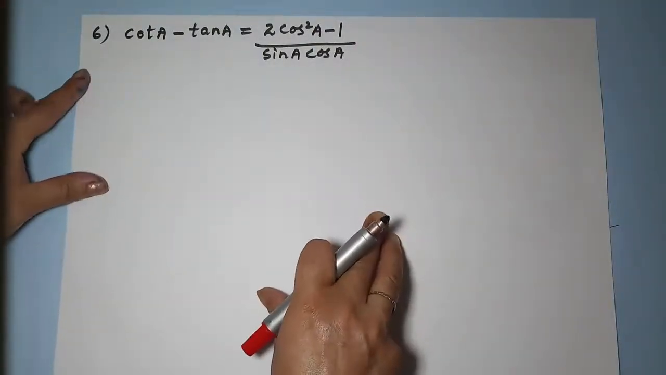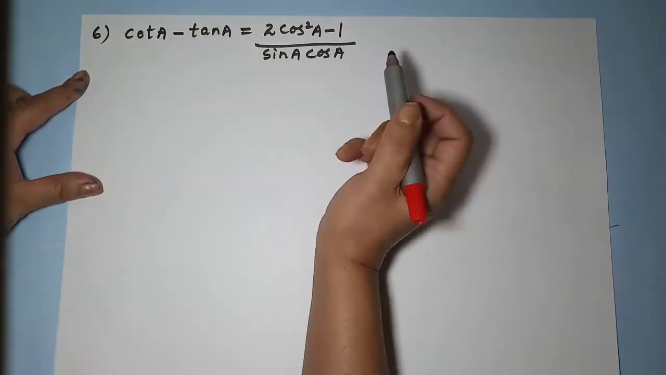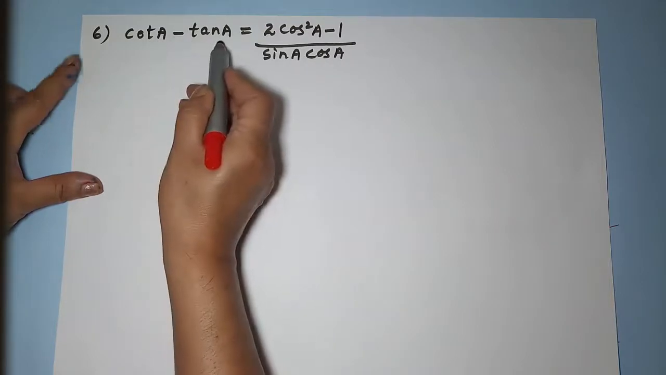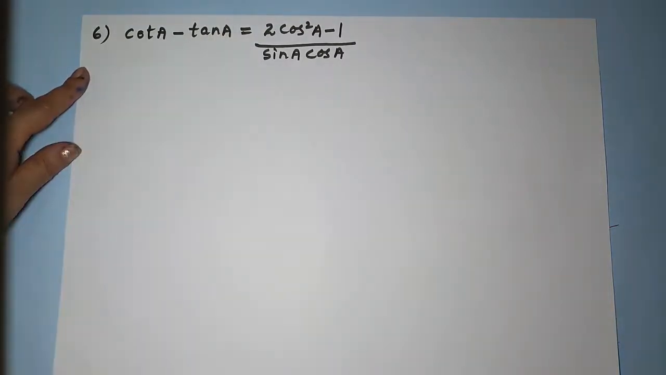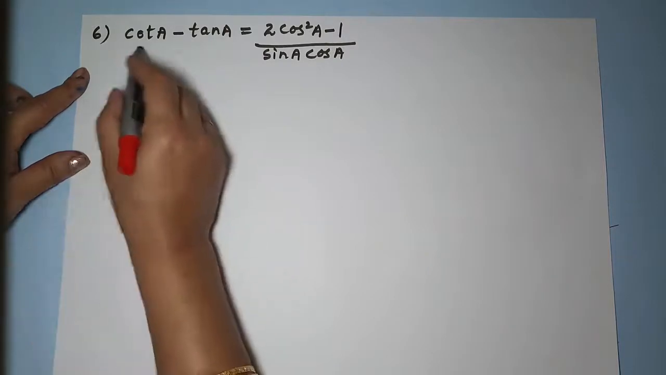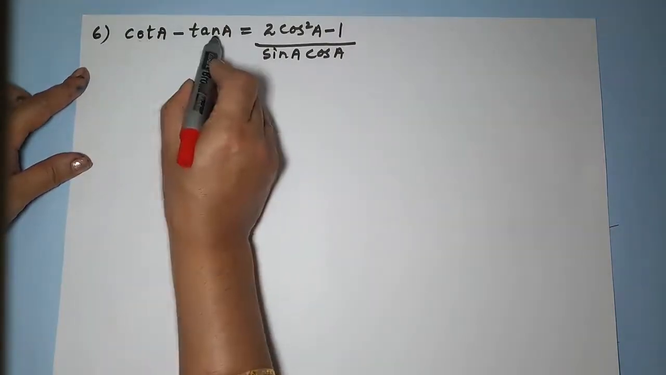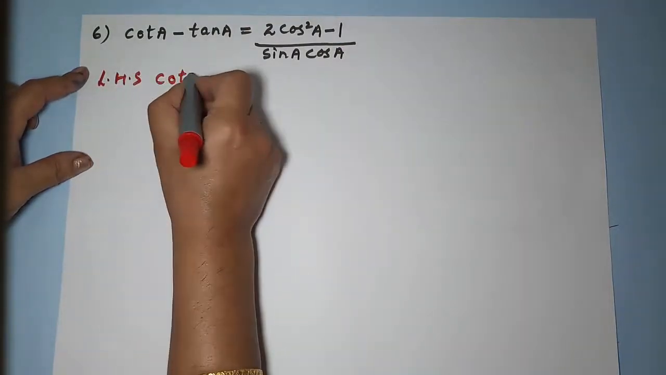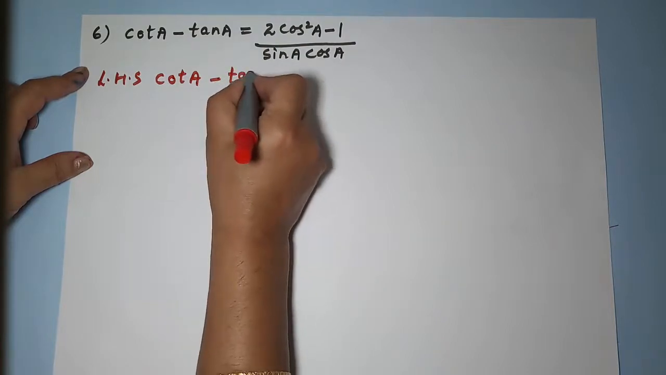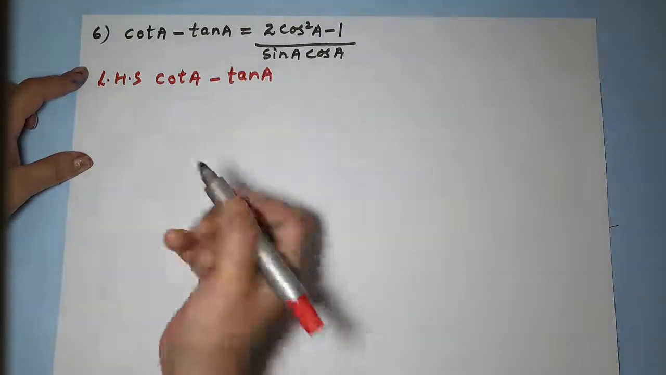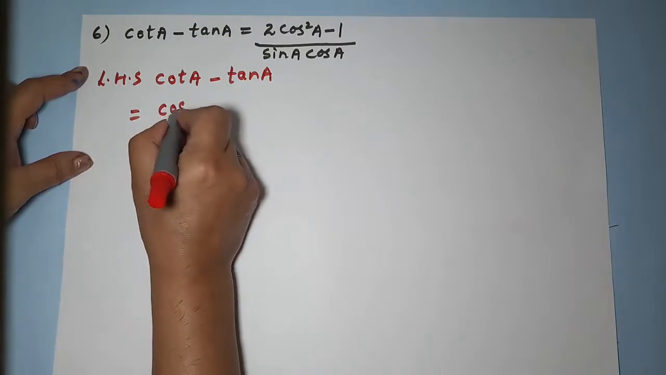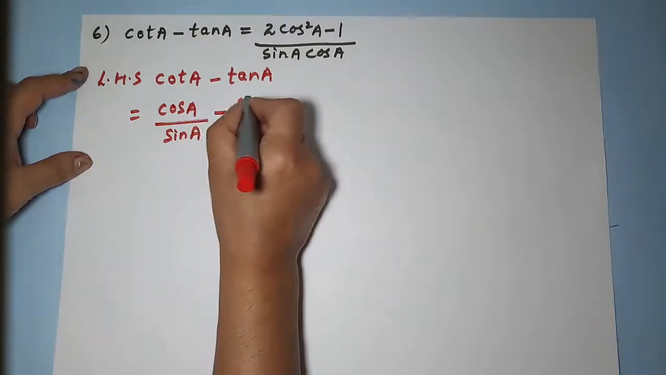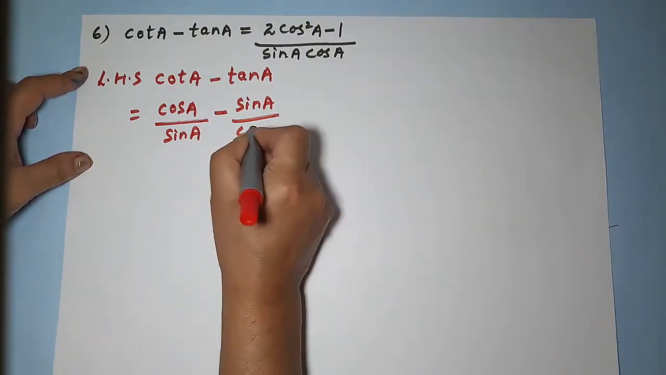Now, one more. Here you have cot A minus tan A equal to this. Now, by now you should be able to think how to solve this. Simply you have to convert because there is no square here. So we will write the left hand side part. What is that? Cot A minus tan A. I know that I have to convert everything into sine and cos. So let me write this as cos A by sine A and this as sine A by cos A.